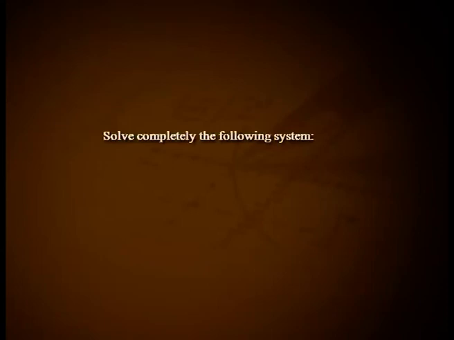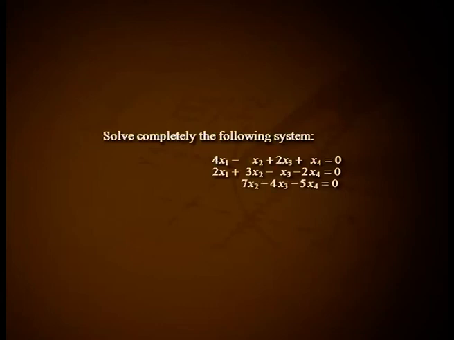Solve completely the following system. 4x1 minus x2 plus 2x3 plus x4 is equal to 0. 2x1 plus 3x2 minus x3 minus 2x4 is equal to 0. 7x2 minus 4x3 minus 5x4 is equal to 0. 2x1 minus 11x2 plus 7x3 plus 8x4 is equal to 0.